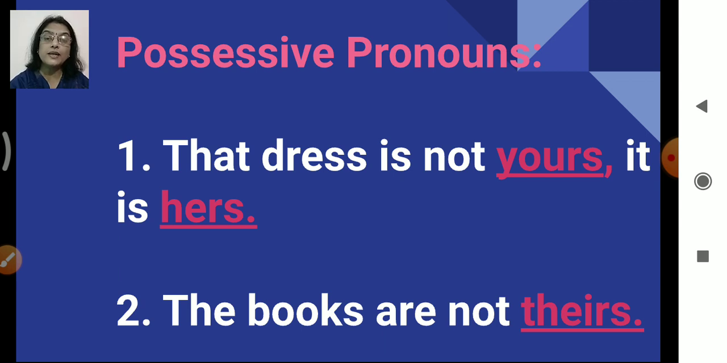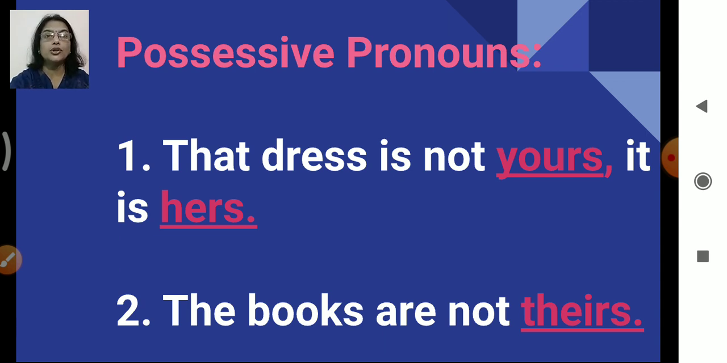Now the word itself, possessive, tells us that it belongs to someone, right? Possession. So here you can see the first sentence. That dress is not yours, it is hers. Okay, just see, no apostrophe is used here when we are adding s to it. Okay, the books are not theirs, right? The books are not theirs. Can you find out? Now we have not used apostrophe s.